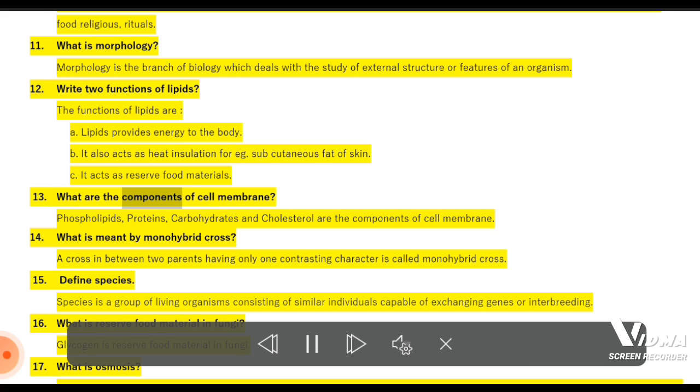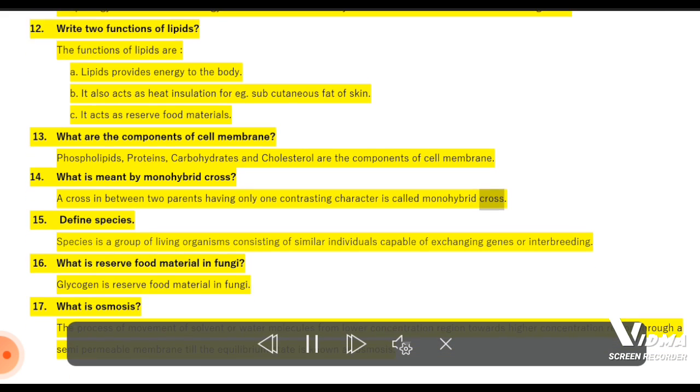13. What are the components of cell membrane? Phospholipids, proteins, carbohydrates and cholesterol are the components of cell membrane. 14. What is meant by monohybrid cross? A cross between 2 parents having only one contrasting character is called monohybrid cross.